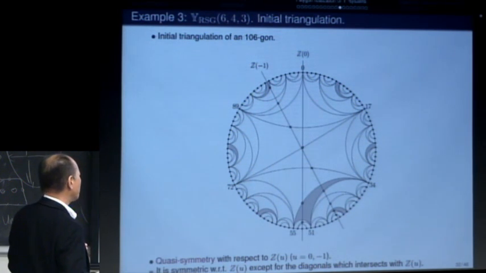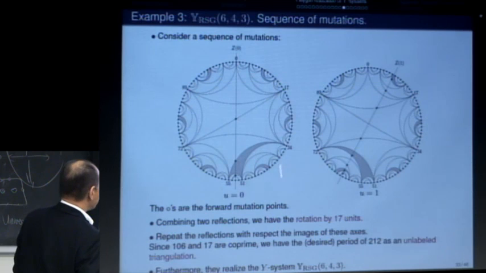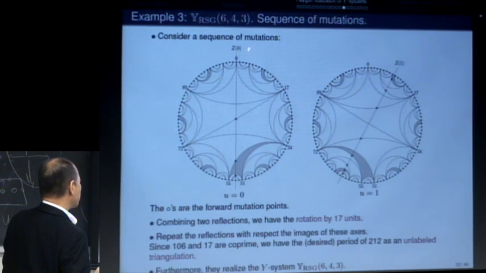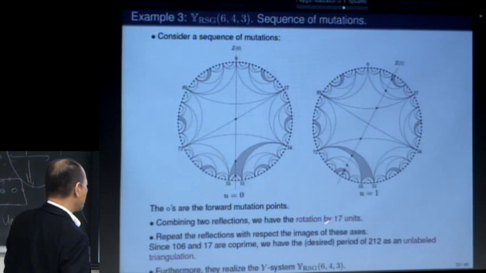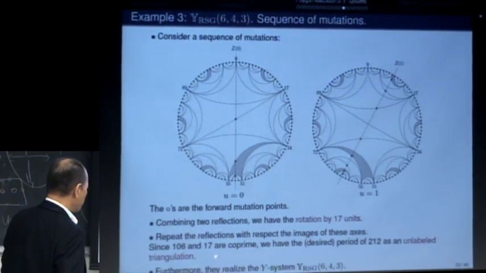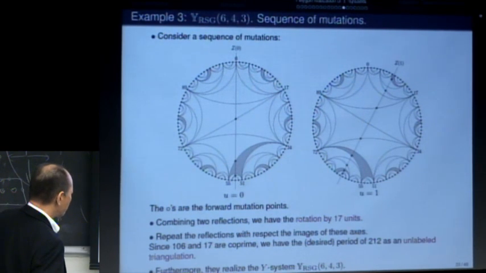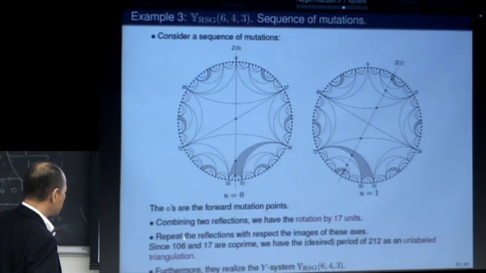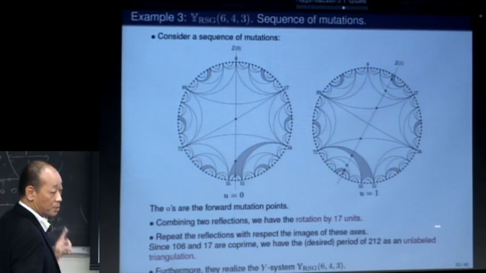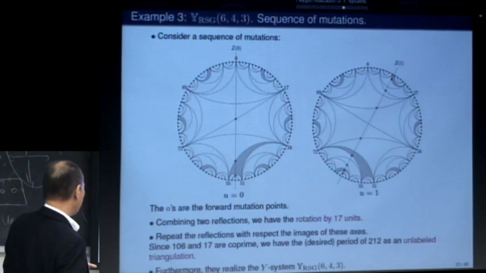So we have such, and this is a 6th mutation, and by this, after 2 steps, we have a rotation by 7 over 17. Again, for some reason, these two are always coprime. And so you have to do this shift by 2 one hundred and six times. So you add up a period of 212.